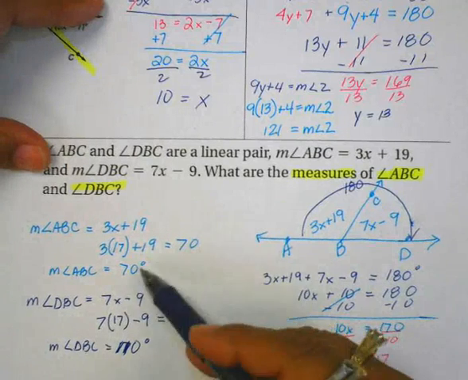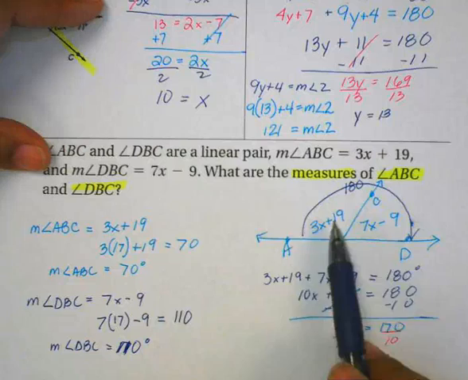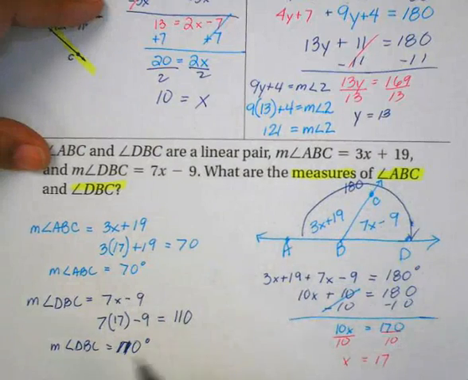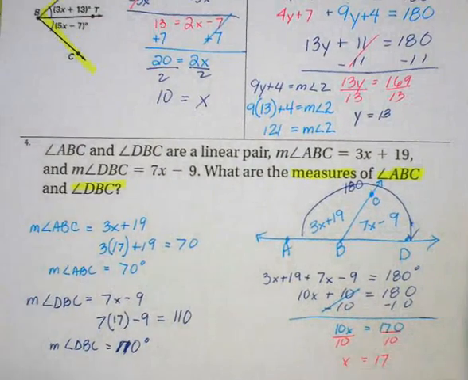And we know that we're correct because these two angles have to sum to 180, and 70 plus 110 is 180.